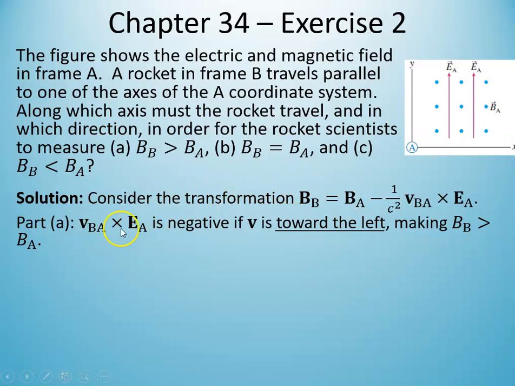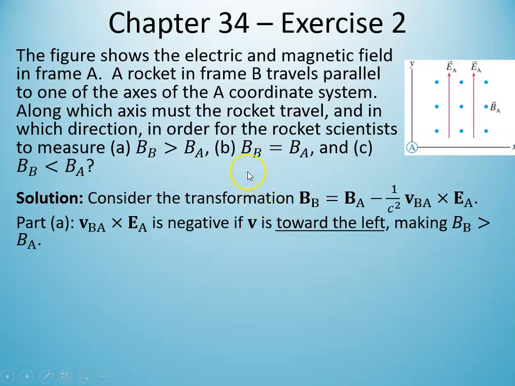So V cross E, well, let's see now. E is up, and so just thinking about our right-hand rule, if V is toward the left, then V cross E is going to end up being negative, that is into the page, the negative z direction as opposed to the positive z direction, and that would end up giving us a magnetic field in frame B that is larger than that in frame A. So it seems like that's the end of the story, and we move on to part B.